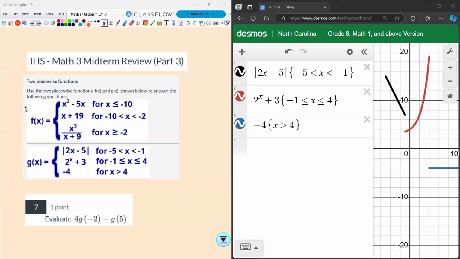Question number 7. In this case, we want to evaluate 4 times g of -2 minus g of 5. So this just has the g's. I'm not going to worry about the f's right now. Just focus on plugging in these numbers, -2 and 5.